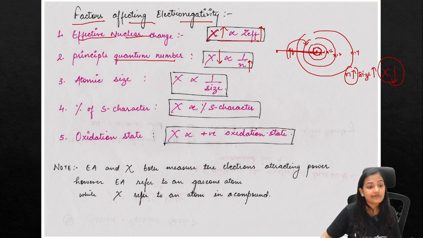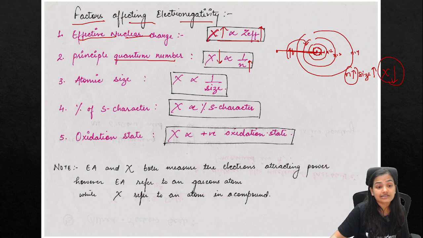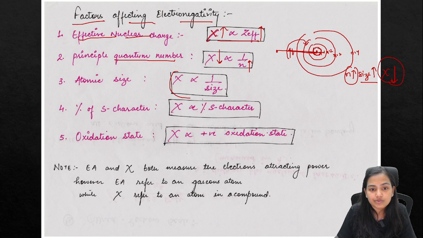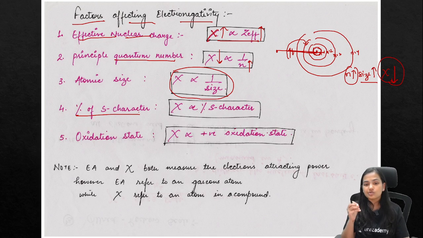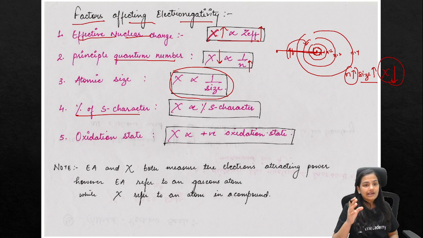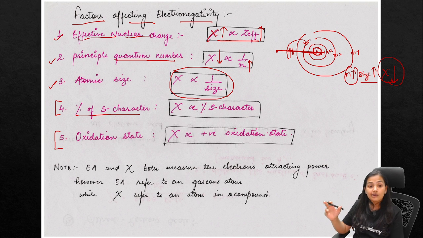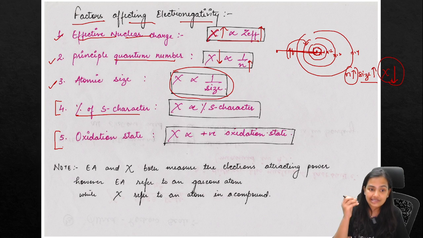Chalo. So here we move on to another factor, that is atomic size. It's very obvious, just now I discussed with you. Size increases, electronegativity decreases, means inversely proportional. Now, what is the percentage of s character? This is the most amazing thing. Guys, whenever we talk about electronegativity, you remember these points, but mostly my dear students forget about these two points. Okay, please guys, try to understand.